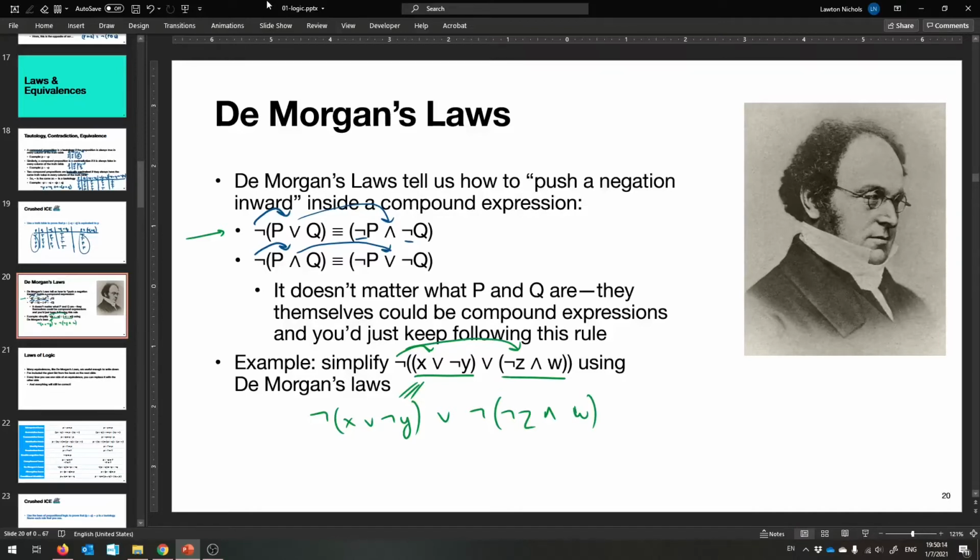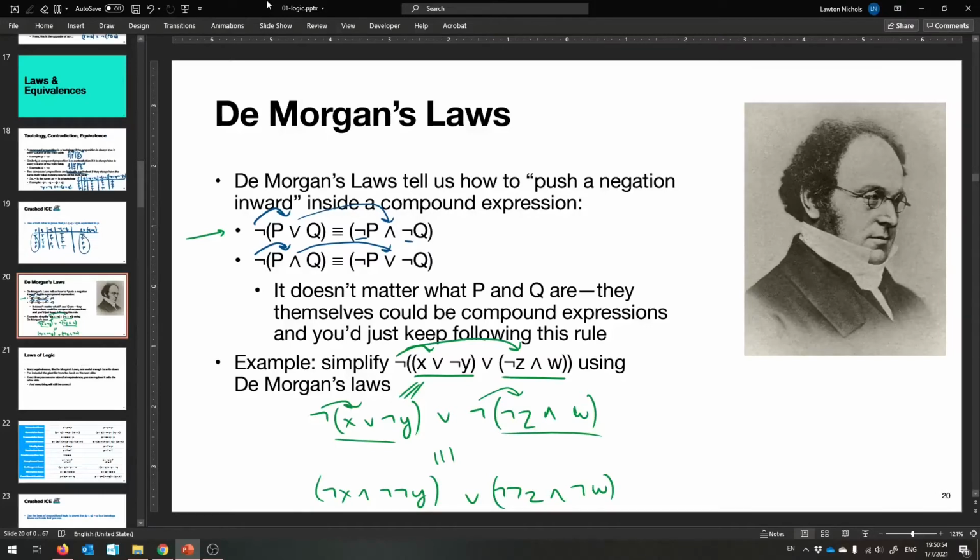So now I have some more statements with a negation outside. We don't like that. That looks weird to us as logicians. We would like to push those negations in. So we're going to use De Morgan's law twice more to get, for the first one, not X and, because it flip-flops from or to and, not Y, so you double negate it, or not Z, and not W, and that looks a lot better.